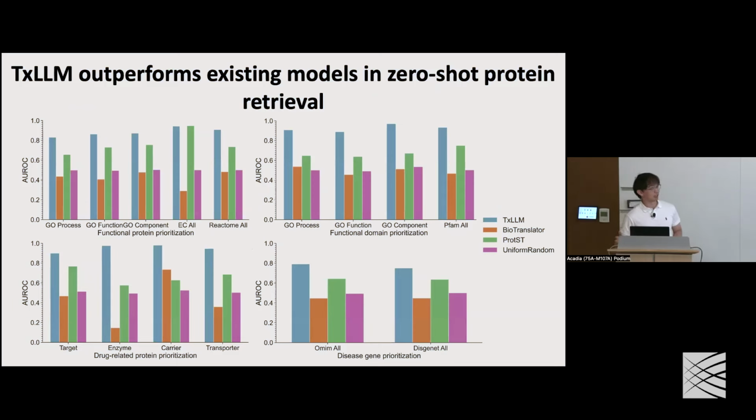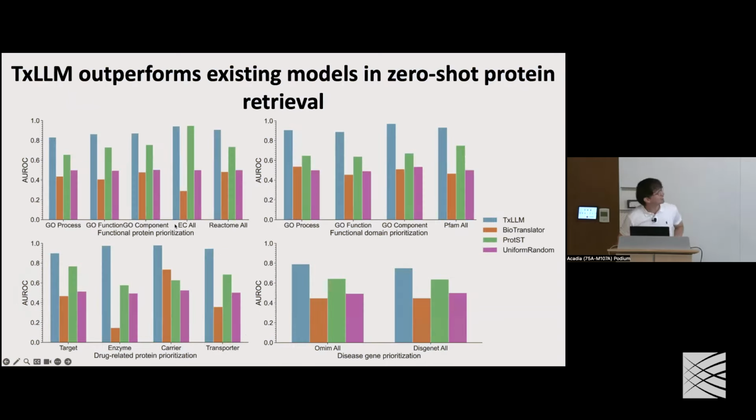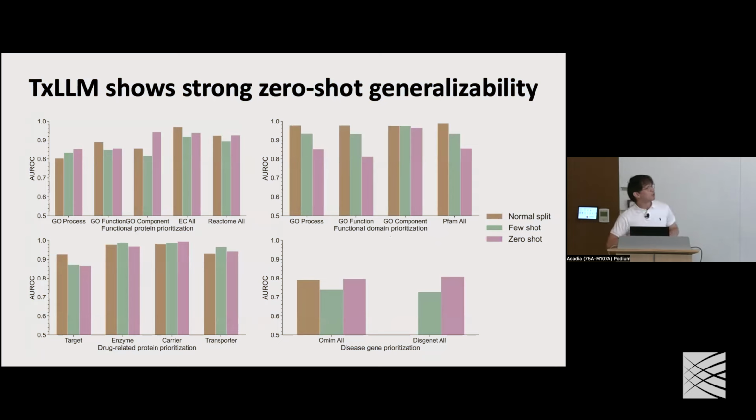And even on these hard setups, our model, the blue bars, consistently outperforms the other existing state-of-the-art models, such as biotranslator and ProTST, across different retrieval tasks in different knowledge domains. Here, we evaluate performance by comparing the concordance between the annotations prioritized by our model, given the phenotype, with the ground truth annotations. We only show one metric here, but our model actually consistently outperformed the other models across metrics.